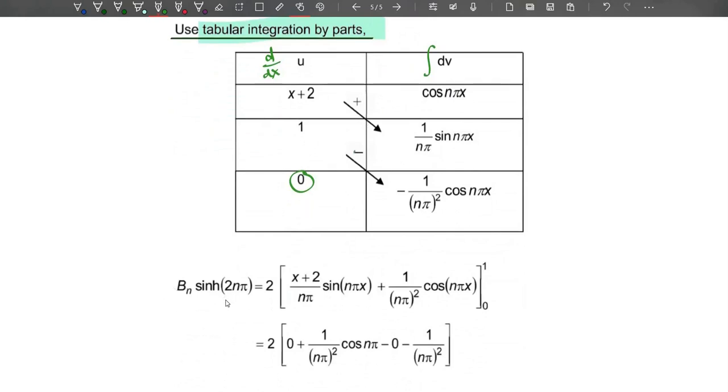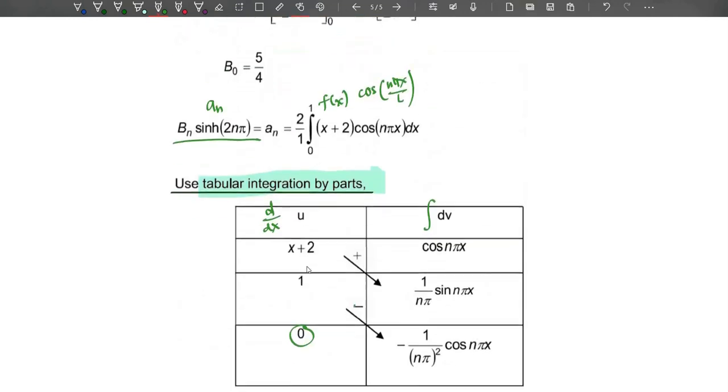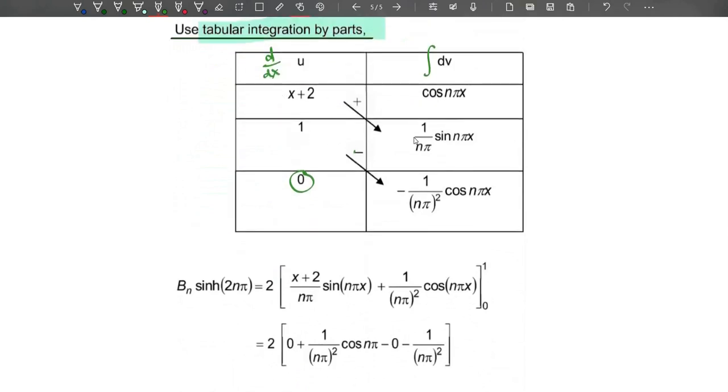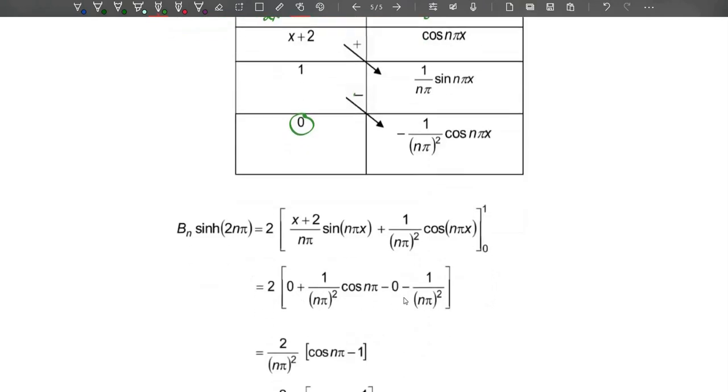So bn sinh 2n pi is equal to 2. Why 2? Because we have 2 at the front, 2 over 1. Positive, positive, positive would be positive again: x plus 2 over n pi sin n pi x. Positive, negative, negative is positive: 1 over n pi squared cos n pi x. Substitute from 0 to 1. Remember, upper boundary minus the lower boundary. Here this one is equal to 0 because sin n pi equal to 0, plus the later part, 1 over n pi squared cos n pi, minus 0 because sin 0 equal to 0.